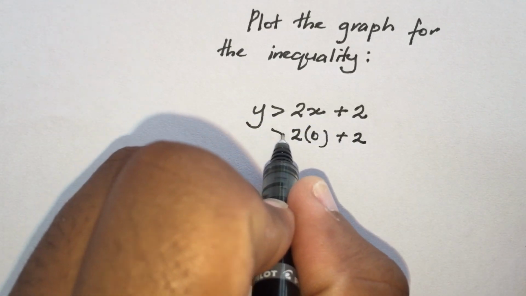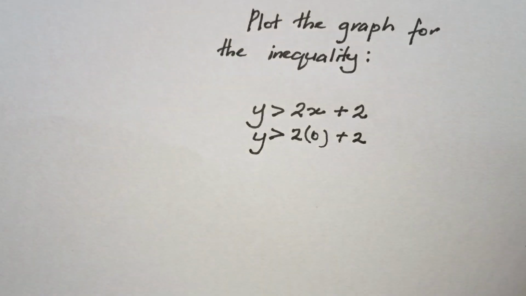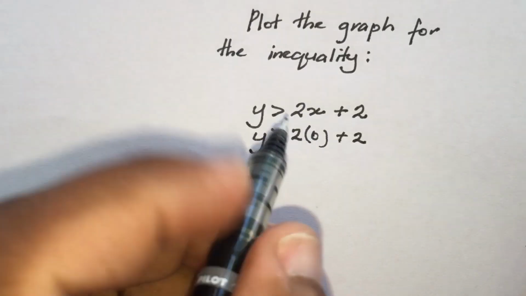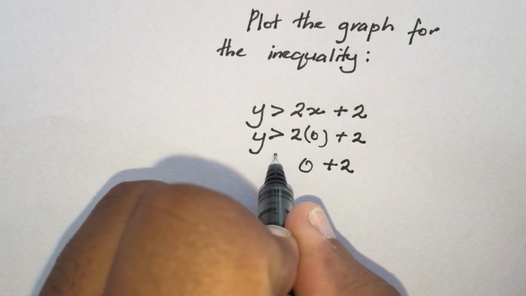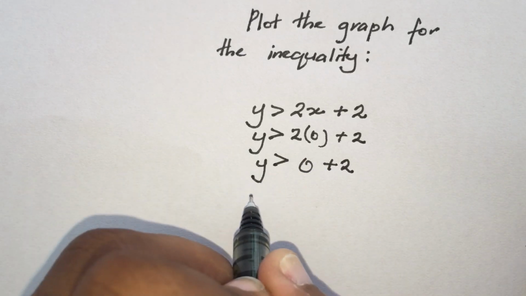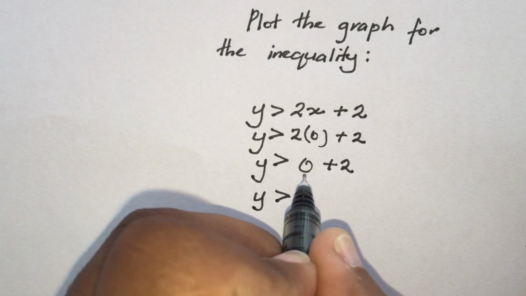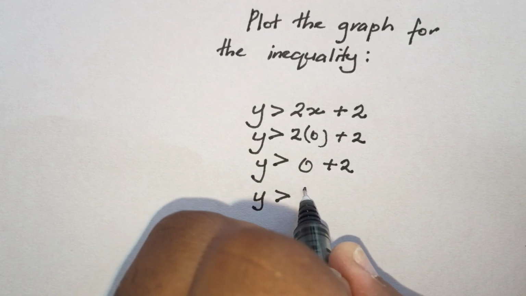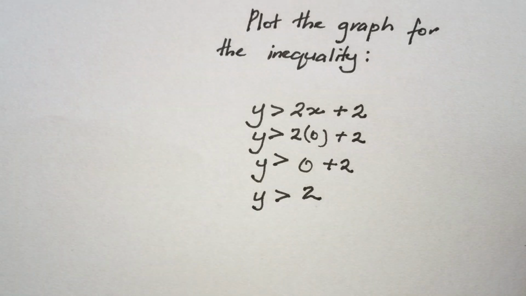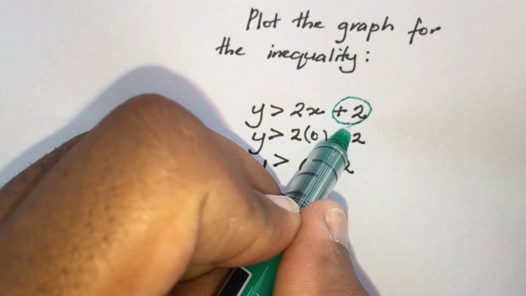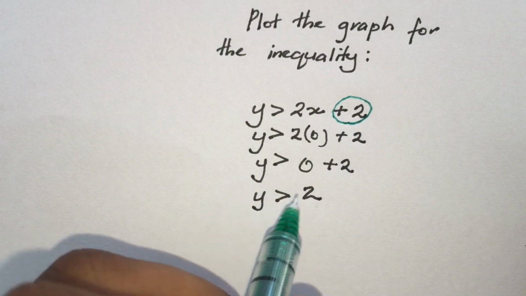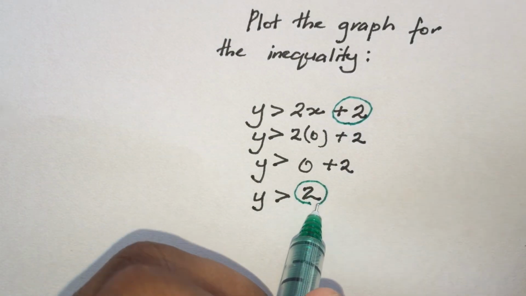And there's something interesting about the y-intercept and the straight line function. So 2 times 0 is 0, and then we'll have plus 2. Keep the sign like that. So y is supposed to be greater than 0 plus 2, which is just 2. There's something interesting. Notice that at the end of the straight line function, you have a positive 2. And when you work out the value of y, it's positive 2.